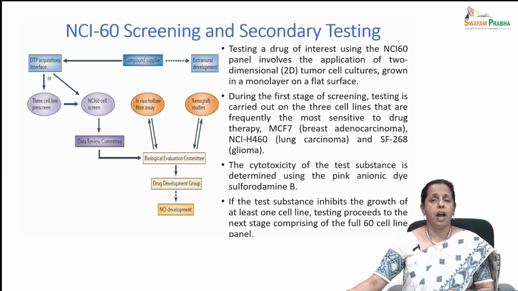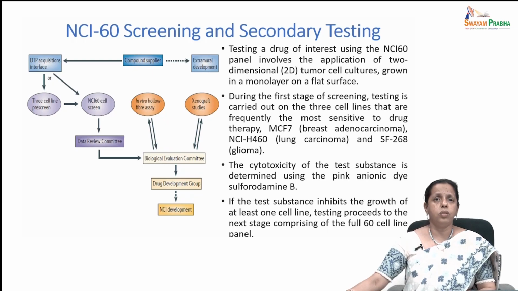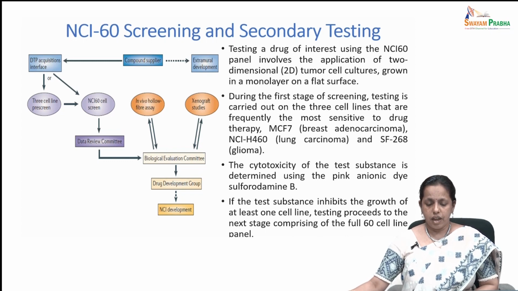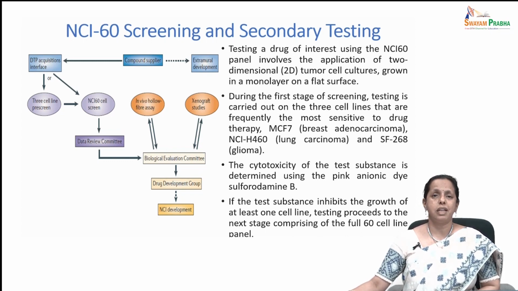Compounds that have reproducible patterns of interest, usually those with relatively unique patterns and those which do not, the compare negative ones, are initially tested in the in vivo hollow fiber assays. Compounds are further taken into xenograft assays as well. So, the testing of the drug of interest involves the application of 2D cultures. Please keep in mind this is a 2D tumor cell culture, grown in monolayers.